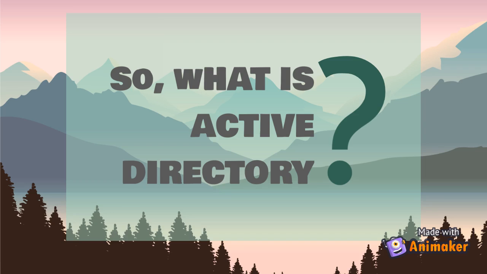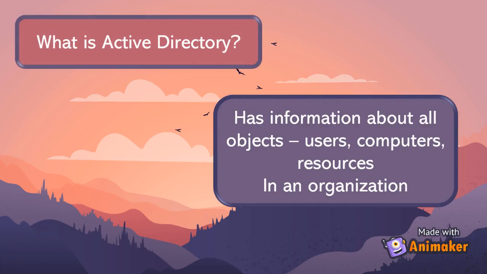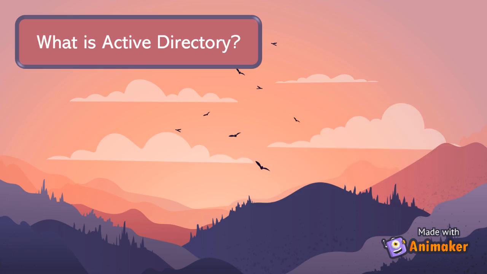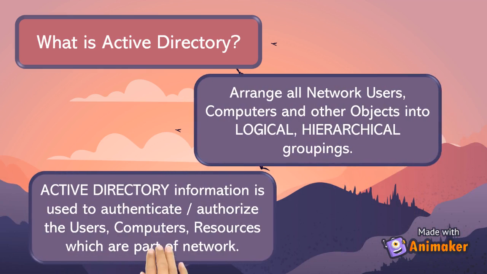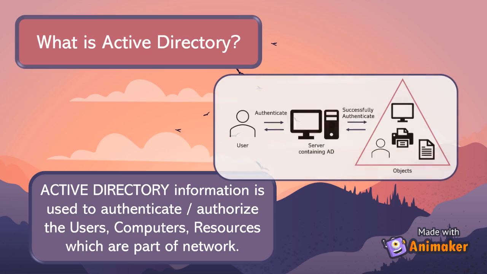So, what is Active Directory? Active Directory has information about all objects, which are users, computers, and resources in an organization. It also arranges all network users, computers, and other objects into logical and hierarchical groupings. Active Directory information is used to authenticate or authorize the user's computer's resources, which are part of the network.